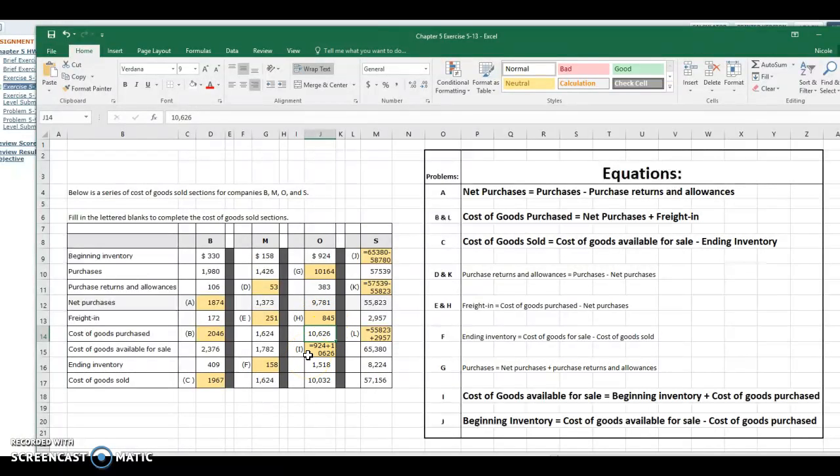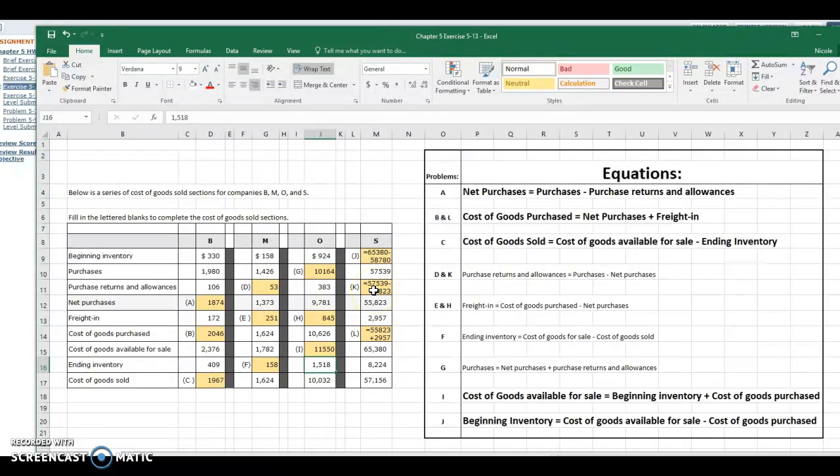For I, we need the cost of goods available for sale. That's the beginning inventory plus the cost of goods purchased. So we are at beginning inventory of 924 plus the cost of goods purchased, which is 10,626. And we get 11,550. We need to skip beginning inventory because we need one of these answers first.